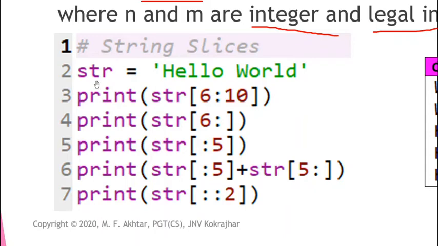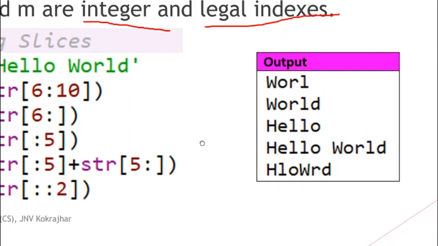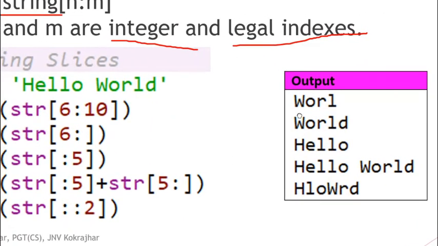We have taken a string here, str equals to hello world, and we have given 5 different print statements, and in each print statement we have displayed some part of this hello world string. First we have given 6:10, then 6 and colon only, then colon and 5 only, then str[:5] concatenated with str[5:], then a double colon and then 2. Let's see what output it gives.